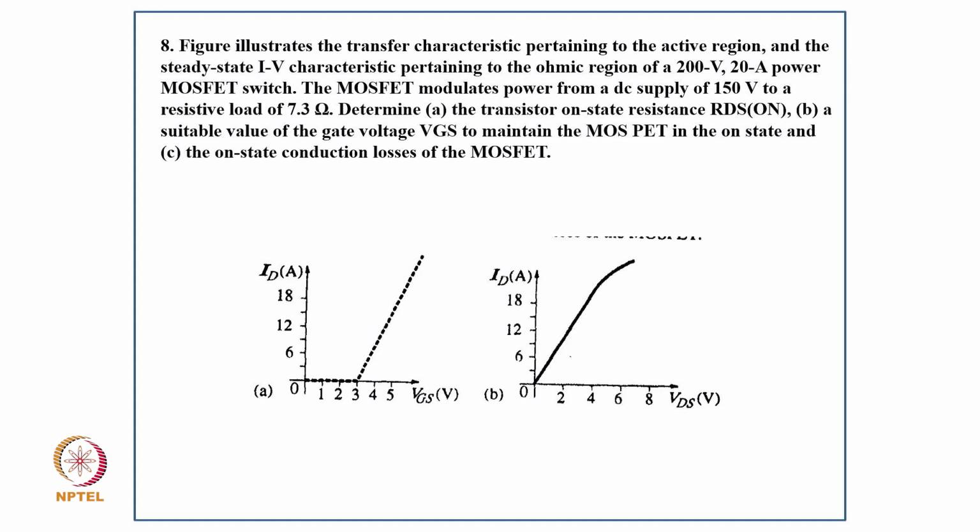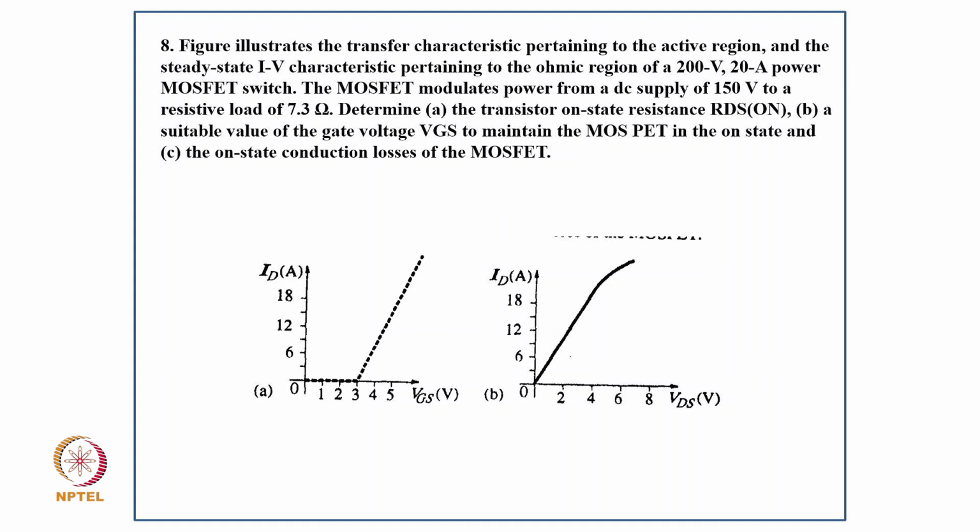Now coming to numerical problem 8. The figure illustrates the transfer characteristic pertaining to the active region and the steady state IV characteristic pertaining to the ohmic region of a 200 volt 20 ampere power MOSFET switch. If the MOSFET modulates power from a DC supply of 150 volt to a resistive load of 7.3 ohm, determine A, the transistor on resistance RDS on, B, the value of the gate voltage VGS to maintain the MOSFET in the on state, and C, the on state conduction losses of the MOSFET.